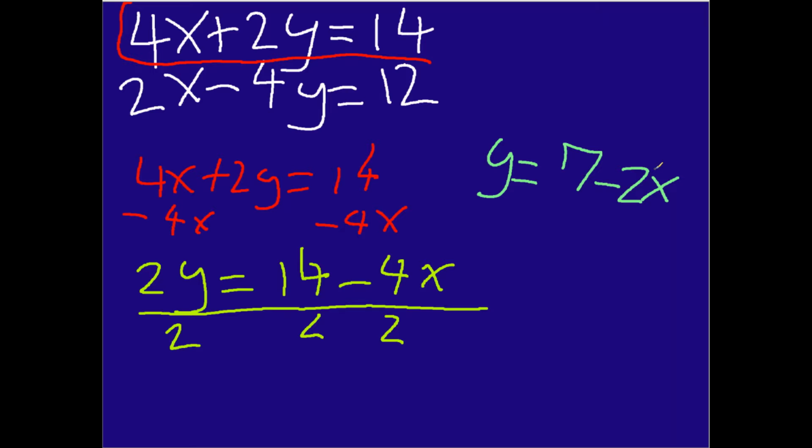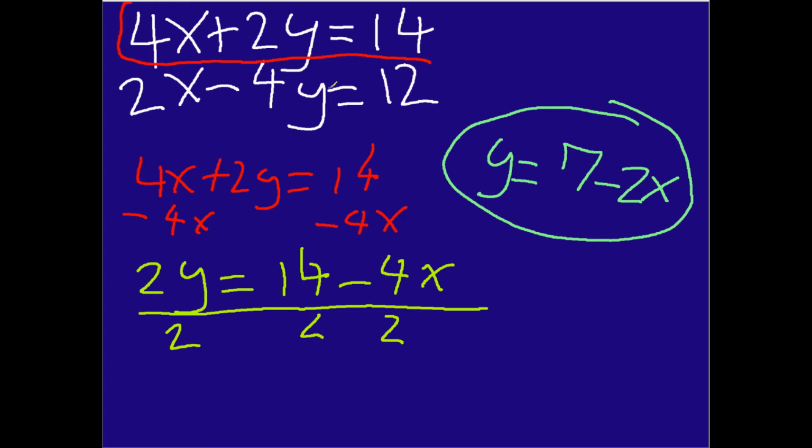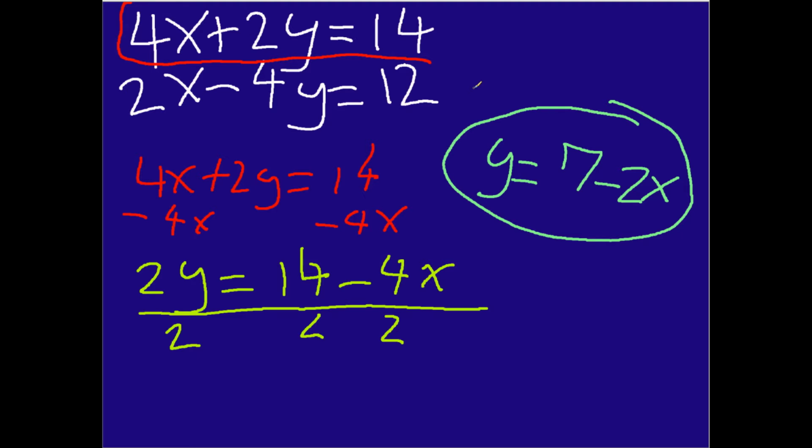You take this information right here and you plug it into the second equation. So I need to move to another screen here. Okay. Let's see here. So I got 2x minus 4, and then inside the parentheses, I got 7 minus 2x, and all this equals 12.